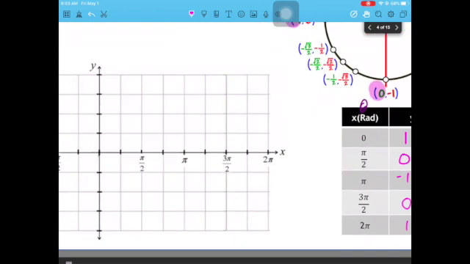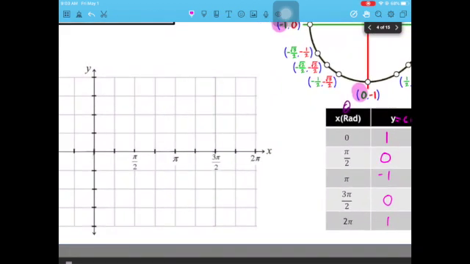So I've got 0, 1, sorry. So 0, and we're going to go by halves this time. This is a half, and this is 1. So there's 1. So notice how cosine is going to start at 1. Remember, sine started at 0. Then at pi over 2, we hit 0. Then at pi, we hit -1. Then at 3 pi over 2, we hit 0, and then we go back to 1.